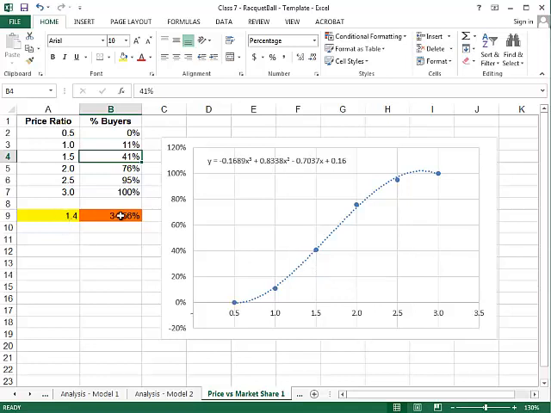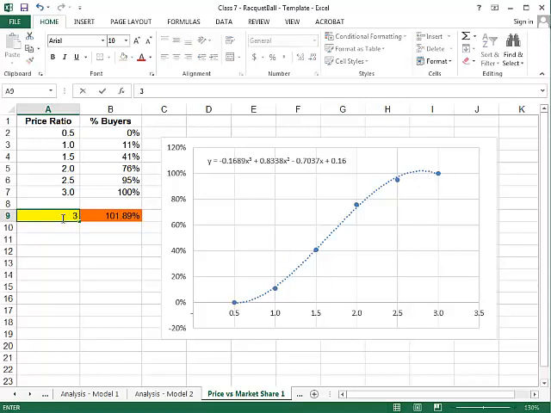Now, a particular problem with this third degree polynomial is that I will see some unusual results around 2.8 or so, and then I will also see some weird results when I go beyond 3 for my price ratio. Let's first see what happens when I put, for example, 2.8 for my price ratio. As you can see, when I put 2.8, I'm going to get more than 100% of the market share, which is nonsensical. That's exactly because of this bump here.